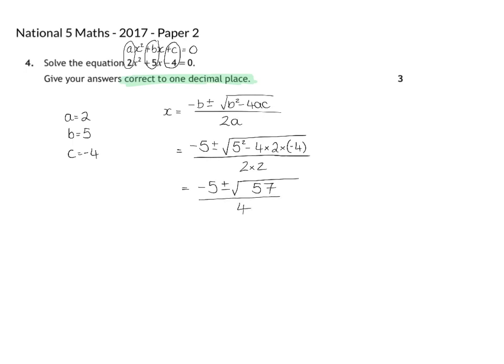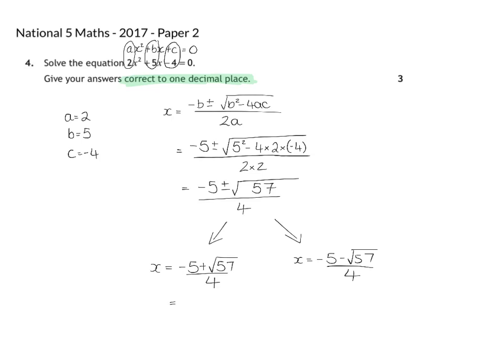So now, once we've simplified to this point, we can split into our two answers. So we get one answer where x is negative 5 plus the square root of 57 over 4. And we get another one where x is negative 5 take away the square root of 57 over 4. Giving me two different answers.